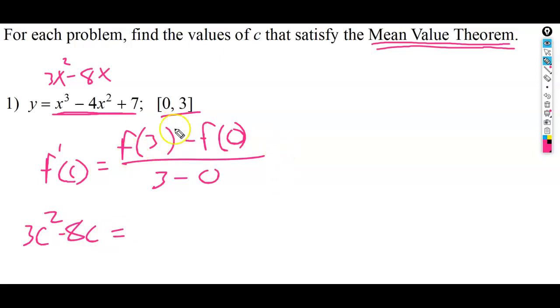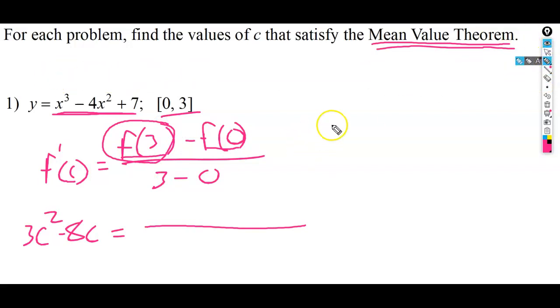Now for this half over here, we need to actually plug 3 into the original function and 0 so we can get the numerator figured out. So let's find out what f of 3 is. If I were to plug 3 in for x cubed, I'm going to get 27. And then if I were to plug 3 in here, I'm going to get 36. So 27 take away 36 is negative 9 plus 7 is negative 2. So f of 3 is negative 2.